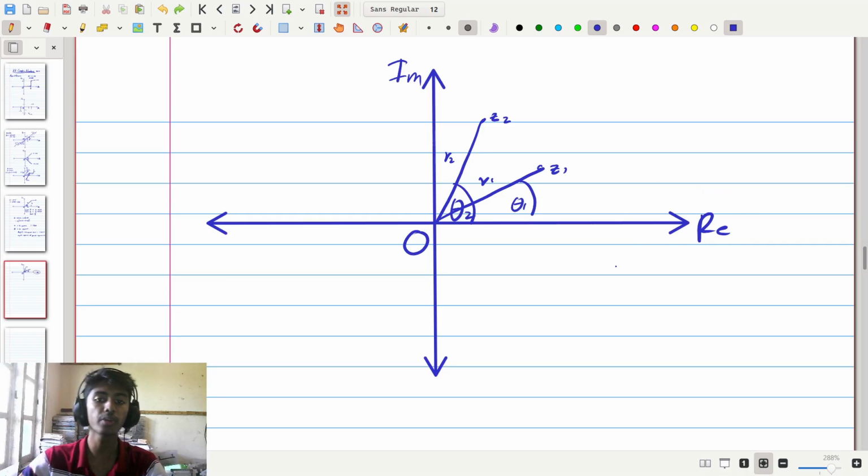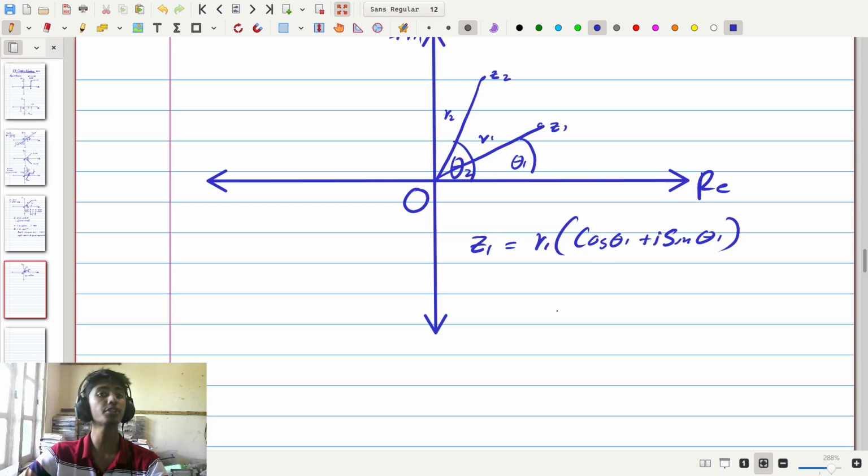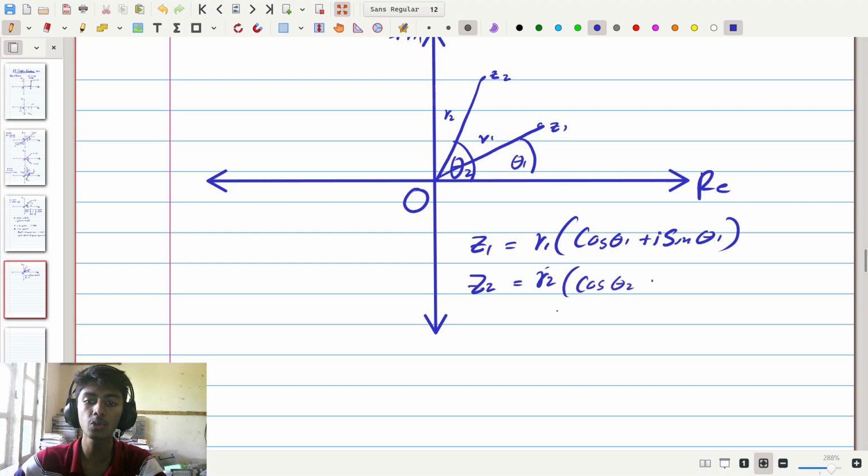Now given this format, we can write that z1 is equal to r1 times the cosine of theta 1 plus i sine of theta 1. And similarly, if z2 has length of r2 and angle of theta 2, then we can write that z2 must be equal to r2 times cosine theta 2 plus i sine theta 2.